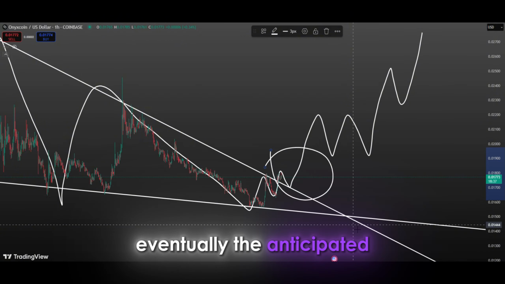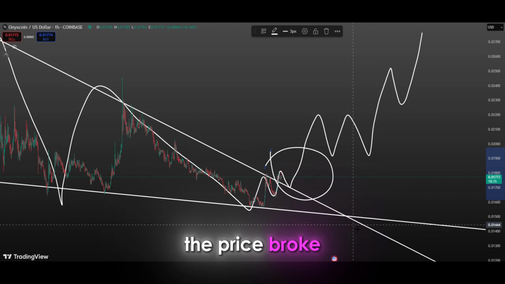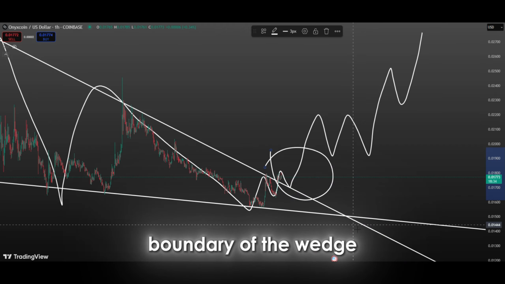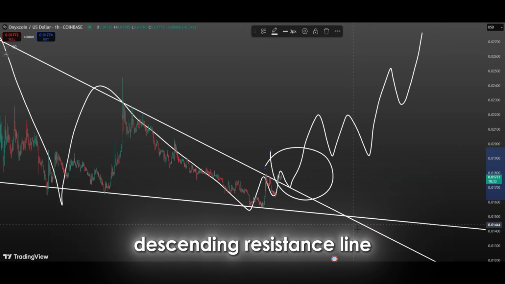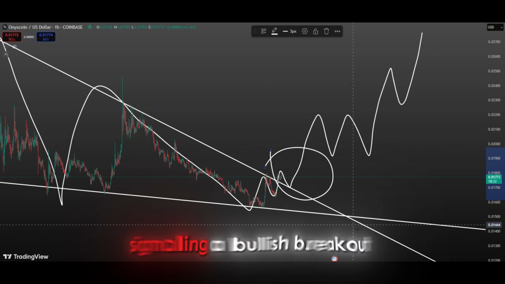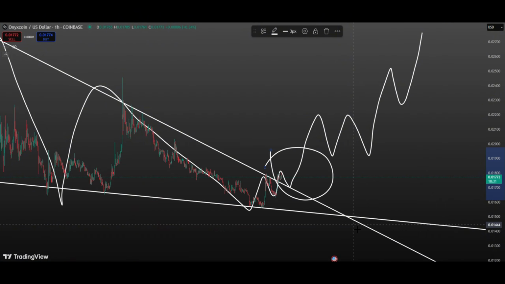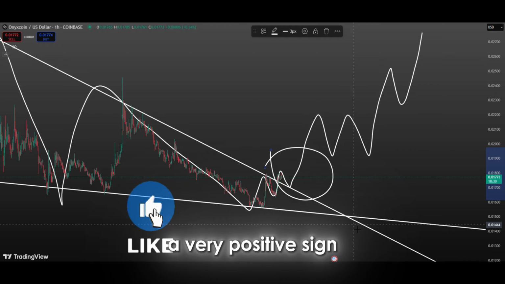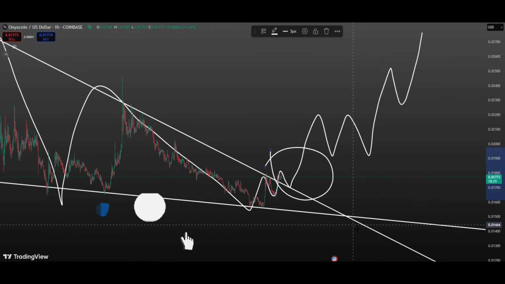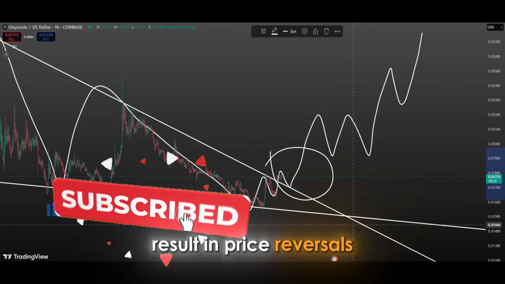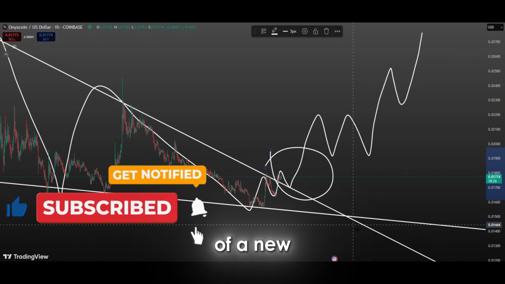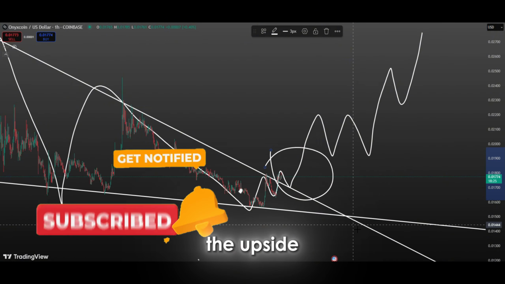Eventually, the anticipated breakout occurred. The price broke through the upper boundary of the wedge, defined by the descending resistance line, with a strong candlestick signaling a bullish breakout. This is considered a very positive sign from a technical perspective, as falling wedge patterns typically result in price reversals and the beginning of a new upward trend when broken to the upside.